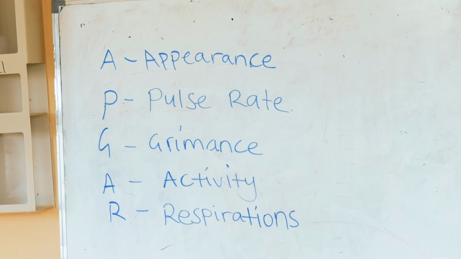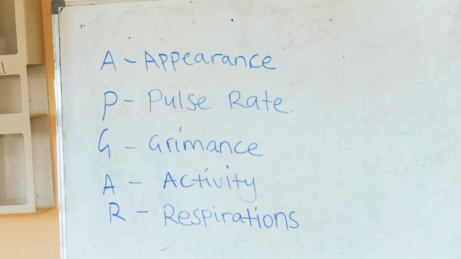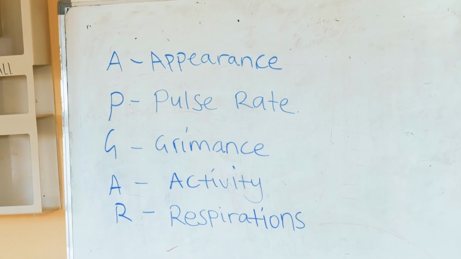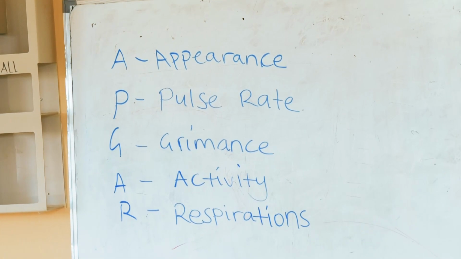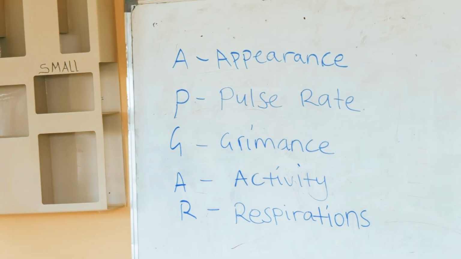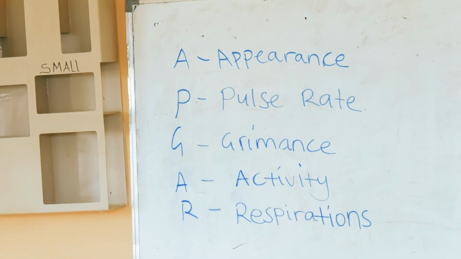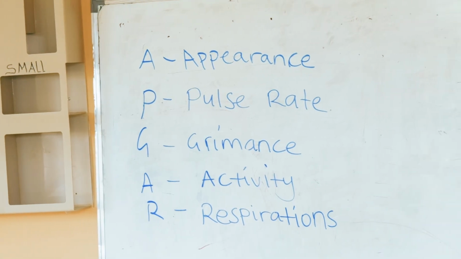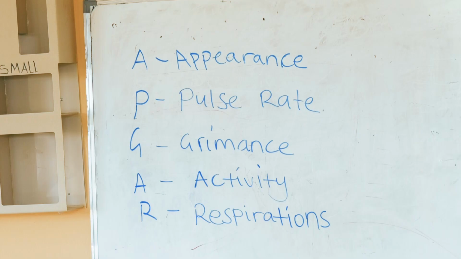On the appearance, the normal appearance of the baby should be pink. The baby should appear pink in color. If the baby looks blue, we know that it's lacking oxygen, it's cyanosed. Then we have the pulse rate. For the pulse rate, we are going to get the apical pulse, which is gotten from the apex of the heart, so we use a stethoscope.